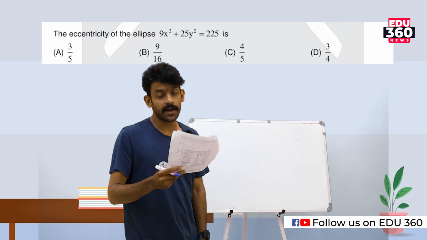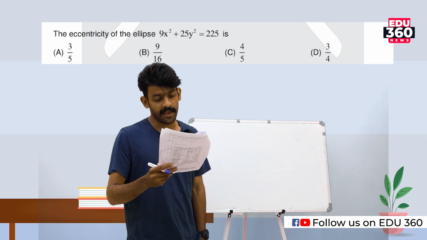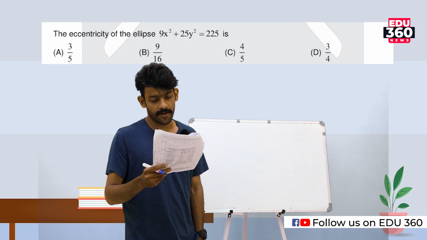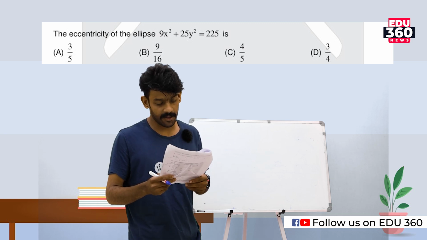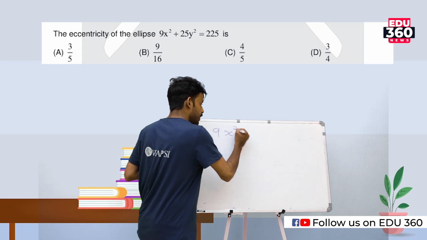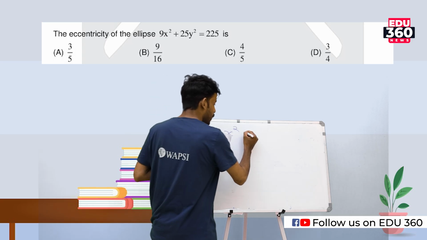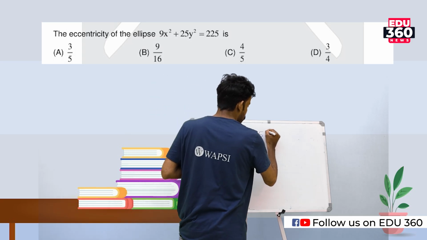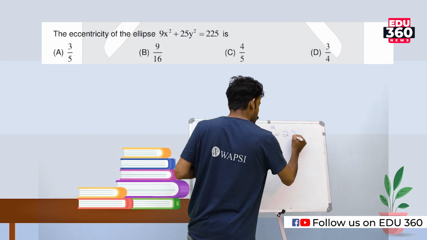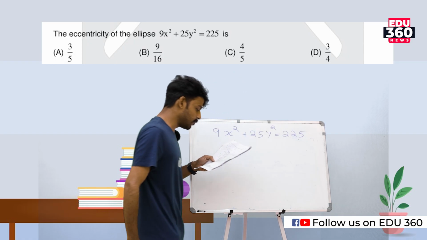Okay, so here comes the next question for you. The eccentricity of an ellipse. We need to find the eccentricity. The ellipse is given as 9x square plus 25y square is equal to 225.